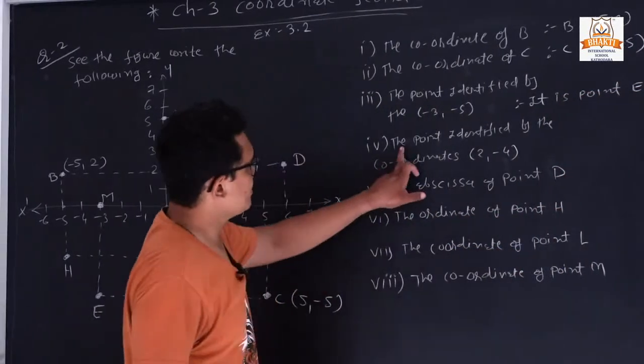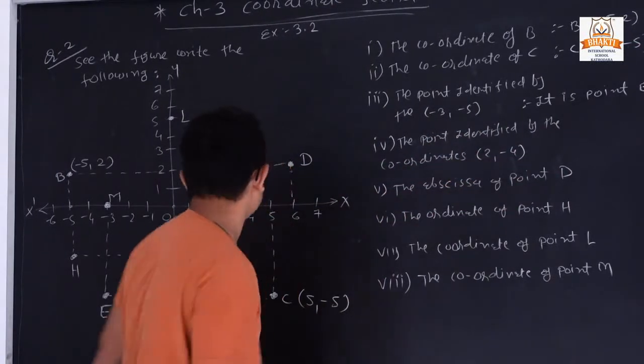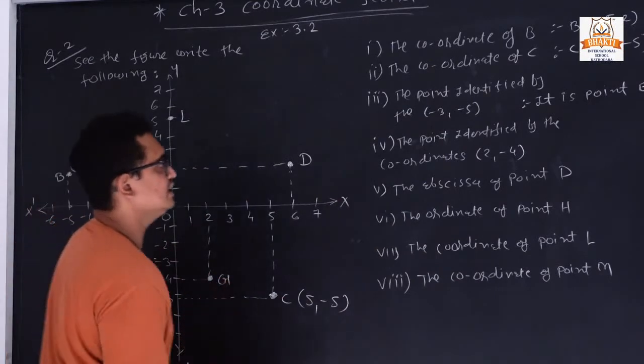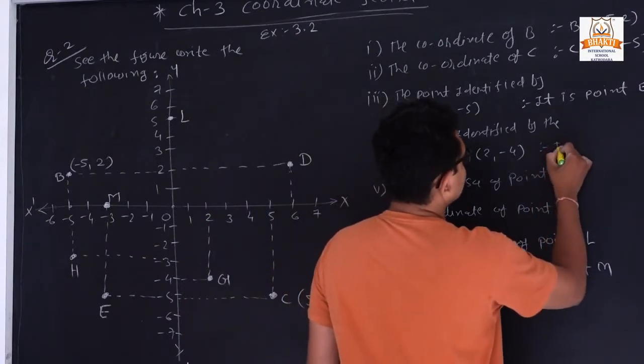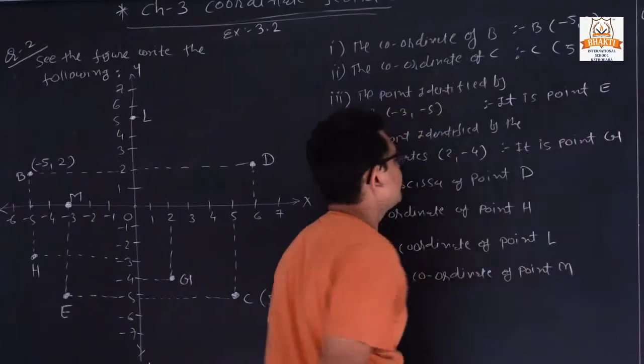Next, identify the point with coordinate (2, -4). (2, -4). So which point is it? It is G. So we can write down it is point G.